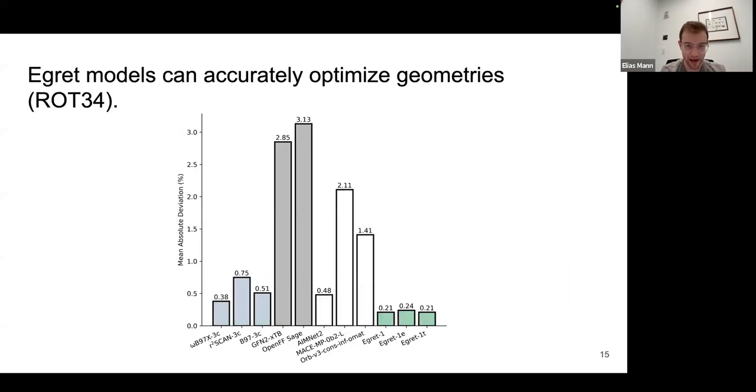Can Egret accurately optimize geometries? ROT32 or ROT34 is a geometry optimization benchmark. We actually do really well on these. We do better than even the DFT methods here, which is pretty cool to see.